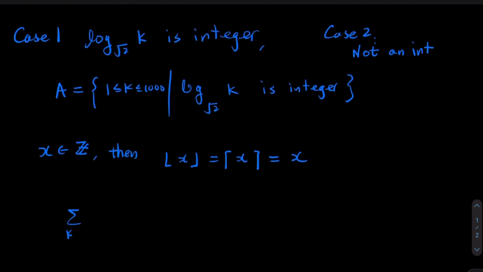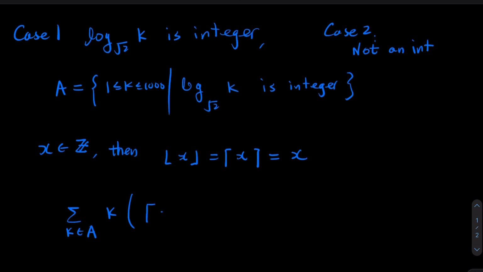To write that, we're summing all the k in the set A for log base square root of 2 of k minus log base square root of 2 of k. I've gotten rid of the ceiling and floor functions because we know that they are equal in this case specifically. The inside over here is 0, as we mentioned before, so this whole sum is just 0.